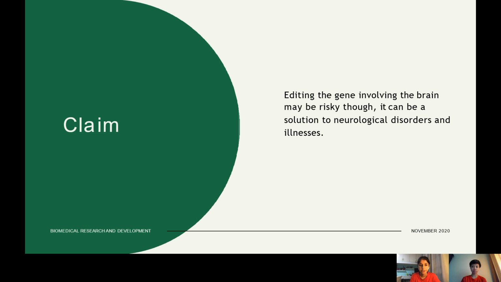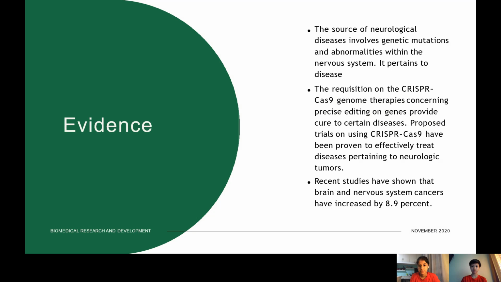Editing the gene involving the brain may be risky, though it can be a solution to neurological disorders and illnesses. The source of neurological diseases involves genetic mutations and abnormalities within the nervous system. Recent studies have shown that brain and nervous system cancers have increased by 8.9%. Brain tumors and nervous system cancers are mainly caused by repair mistakes in the DNA sequence of a gene.